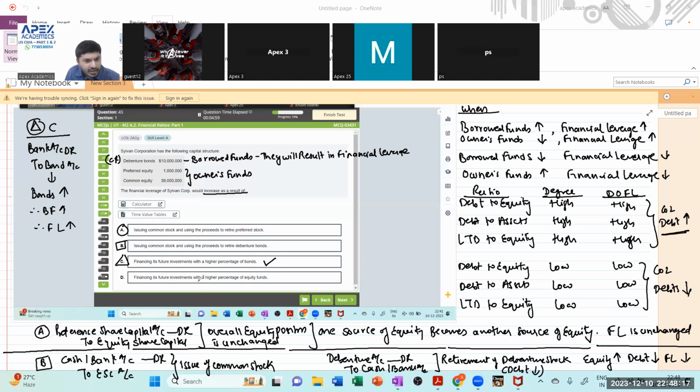Number D, financing its future investments with a high percentage of equity funds. I will draw an upside-down triangle for this. Financing by equity funds, debit what comes in? Bank account debit to equity share capital. Your equity went up, so obviously your financial leverage went down. So this is wrong. What is your answer? Your answer is option C, because this will lead to an increase in your borrowed funds.